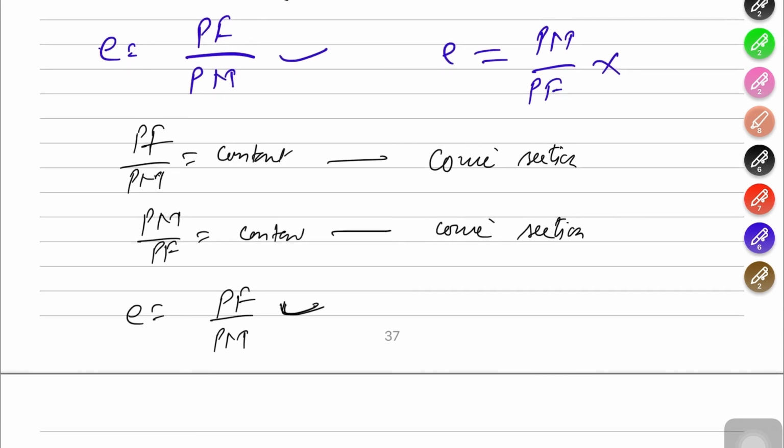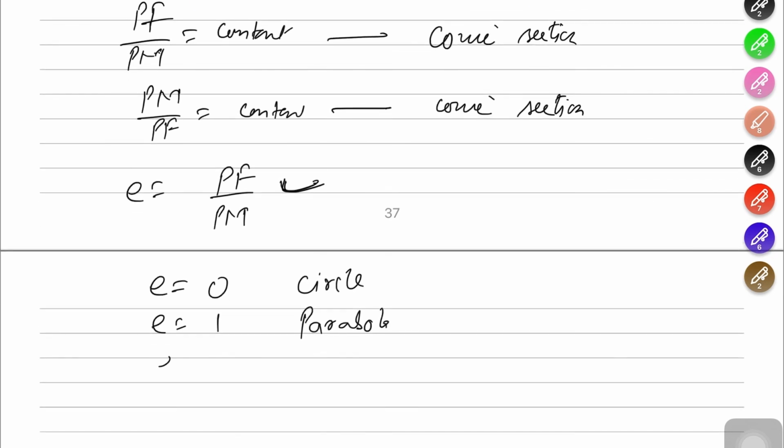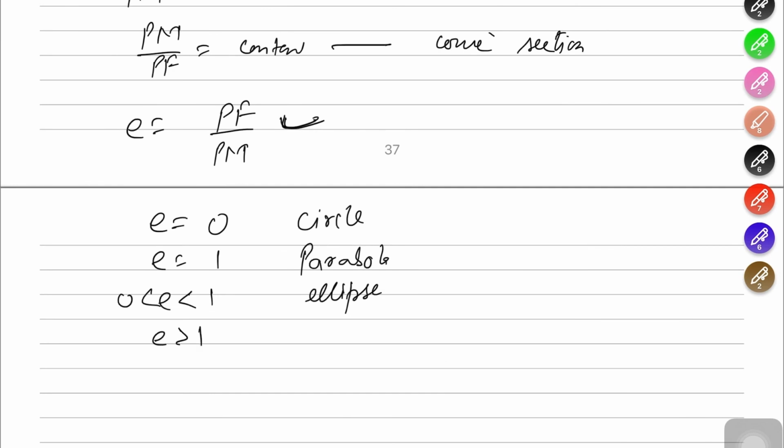And we will see this eccentricity is 0 for a circle, it is 1 for a parabola, less than 1 and greater than 0 for an ellipse, and if the eccentricity is greater than 1, then it will trace a hyperbola.